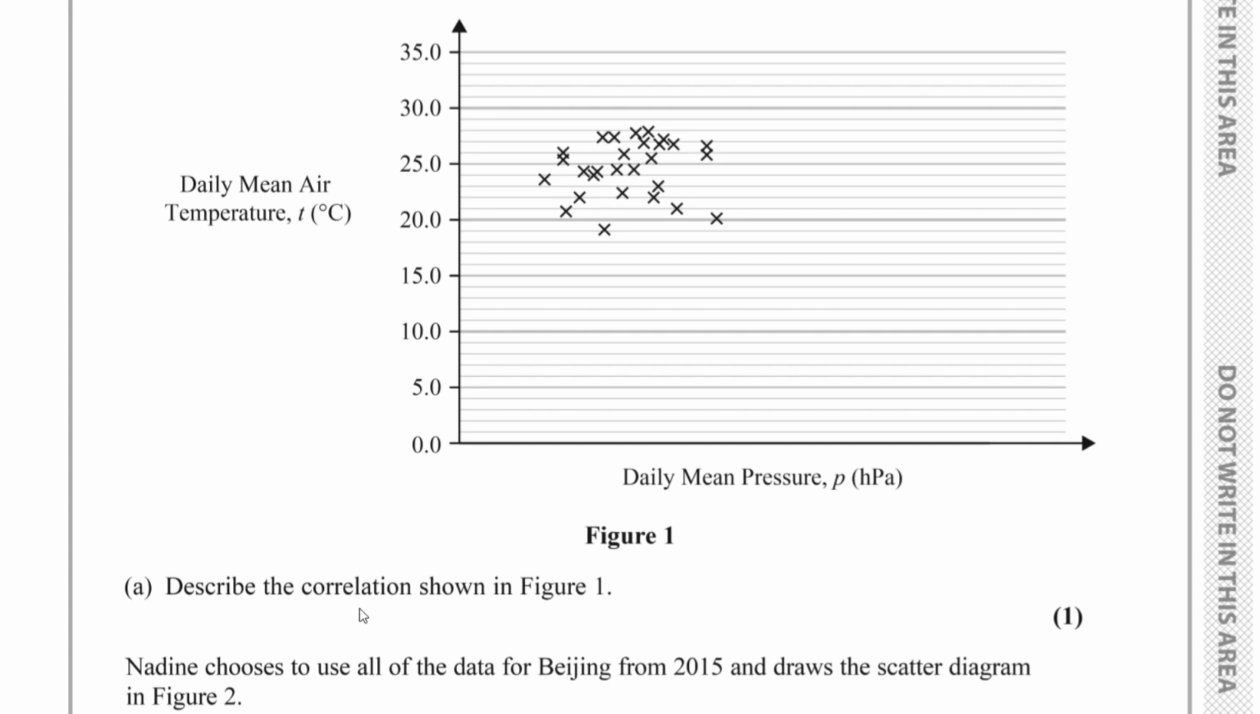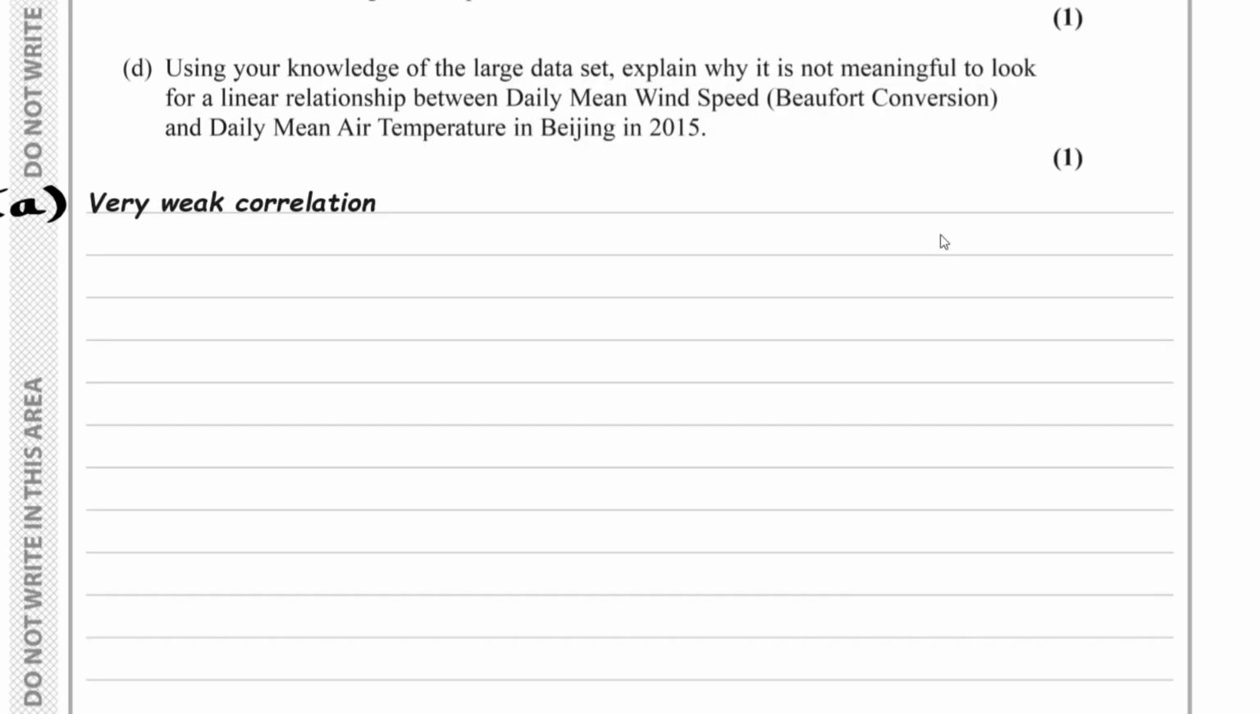Part A: describe the correlation shown in figure 1. Well, as you can see from the data that's been plotted here, we have a very weak correlation.